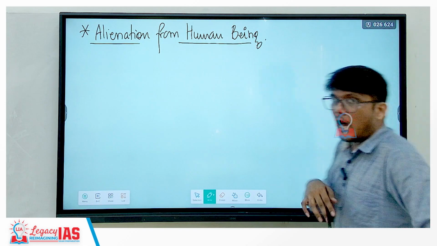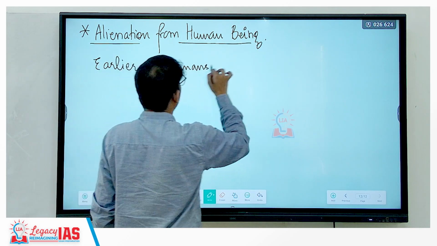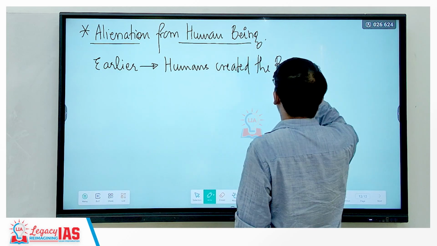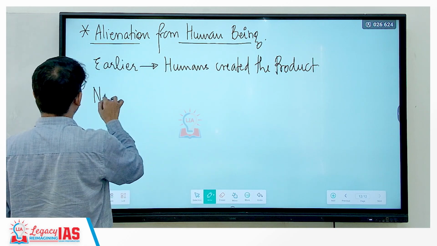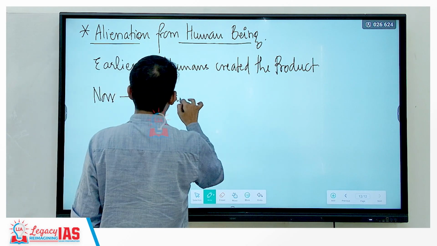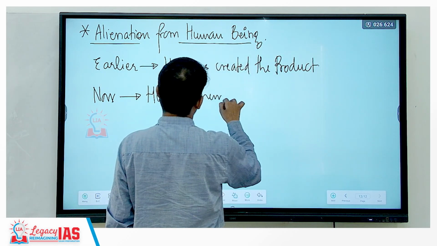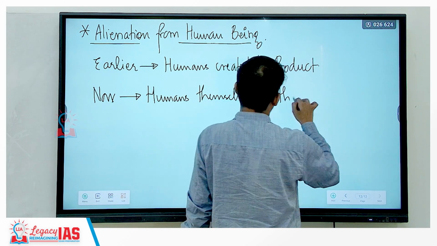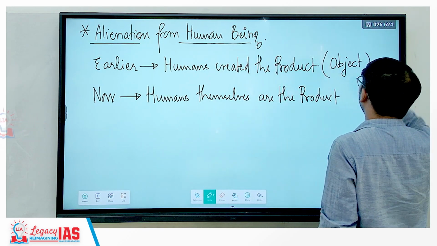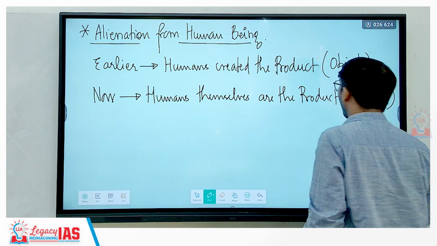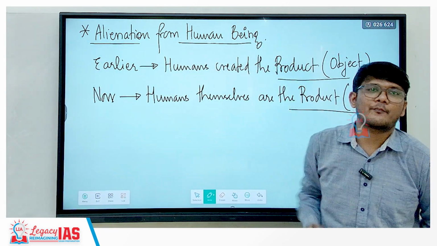Earlier humans created the product. One single product created by one single person, right? Now what is the thing? Humans themselves are the product. So earlier humans were creating the product, that is the object. Now humans themselves are the product. That is what Karl Marx says, that now you yourself are the product, right?